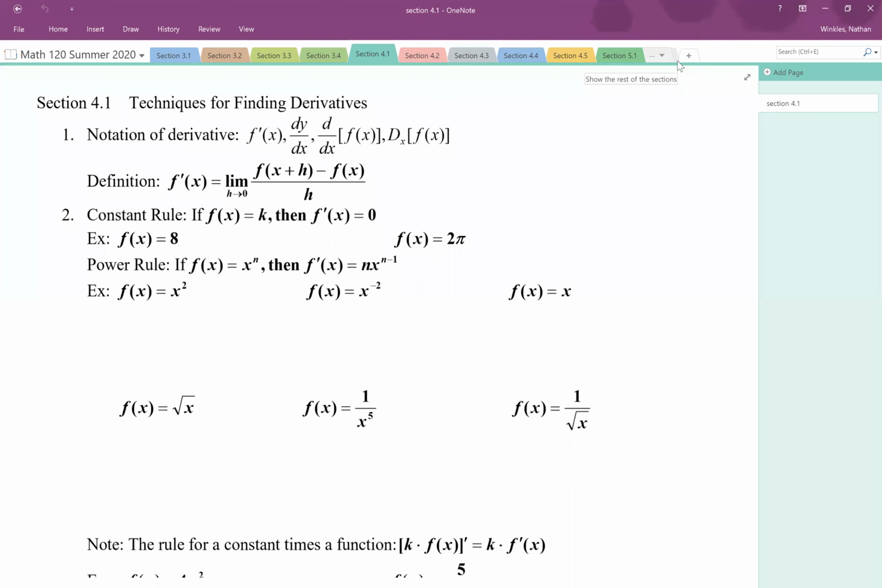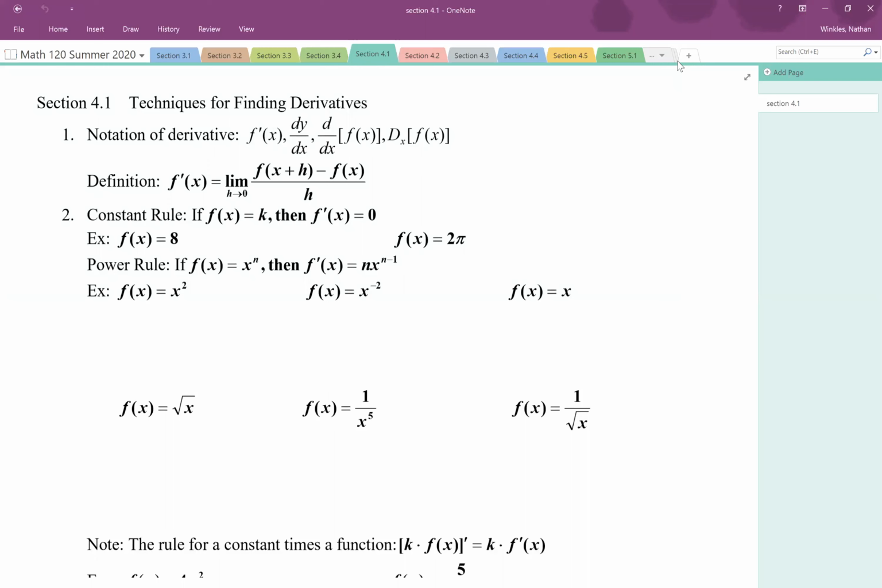All right, today we have section 4.1, techniques for finding derivatives. In the past couple of sections, we have talked about finding limits, finding instantaneous rate of change, and the formal definition of a derivative. Now we're going to get to the easy button, as I like to call it, like the old Staples commercial, easy button, boom, we're going to go straight to our answer.